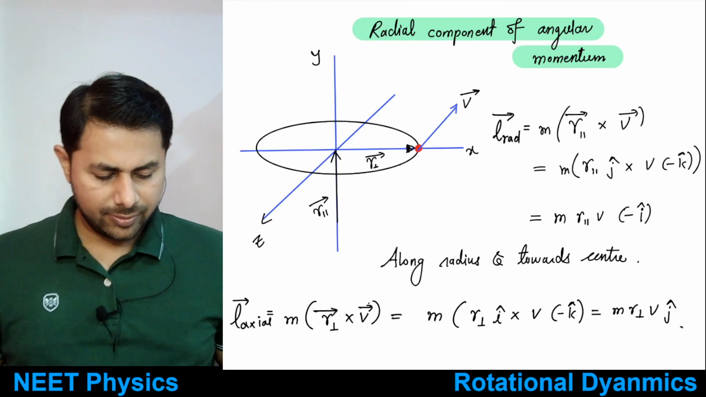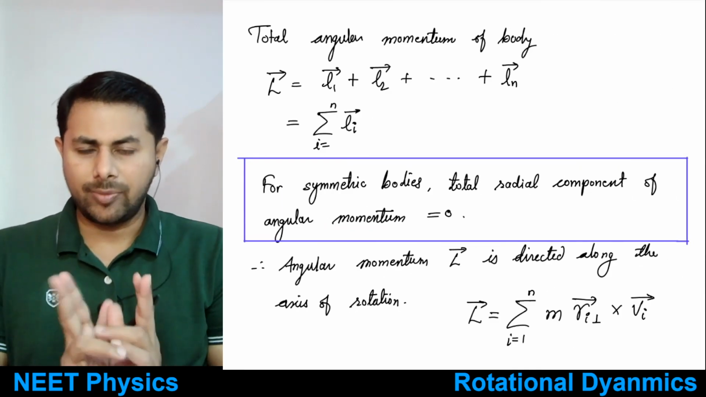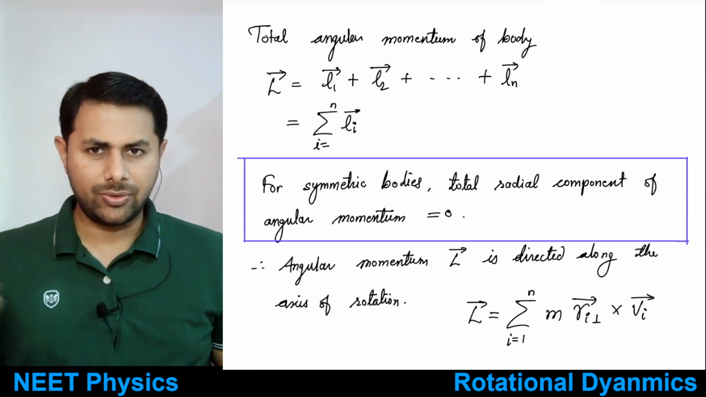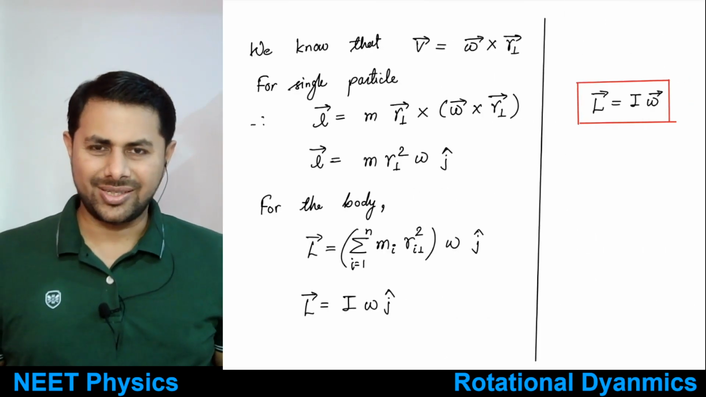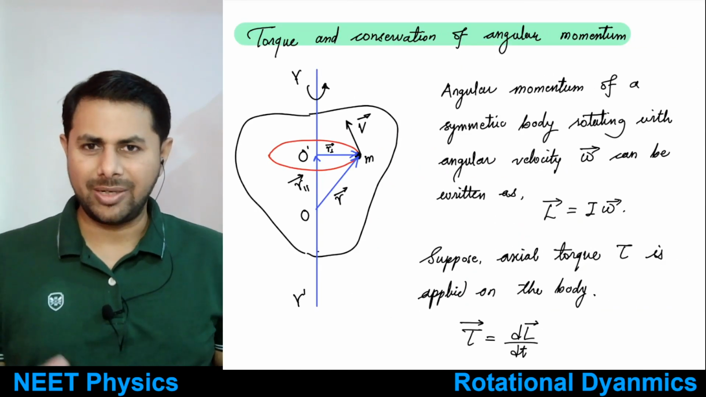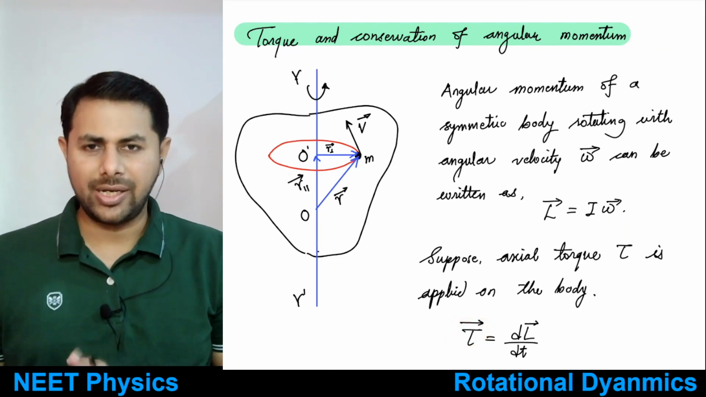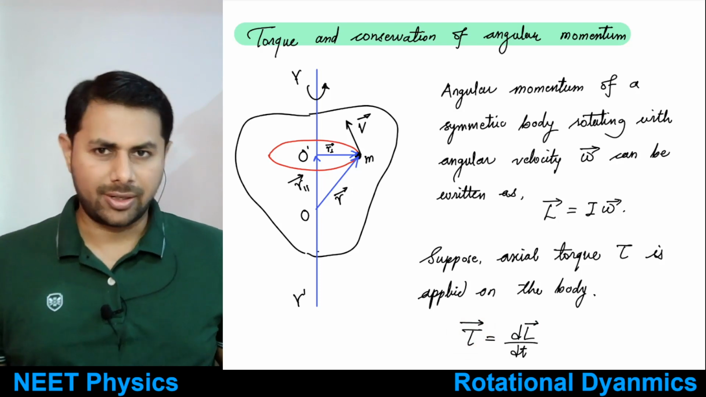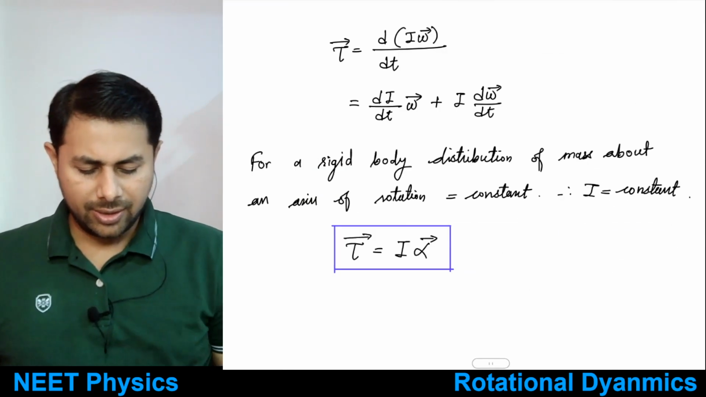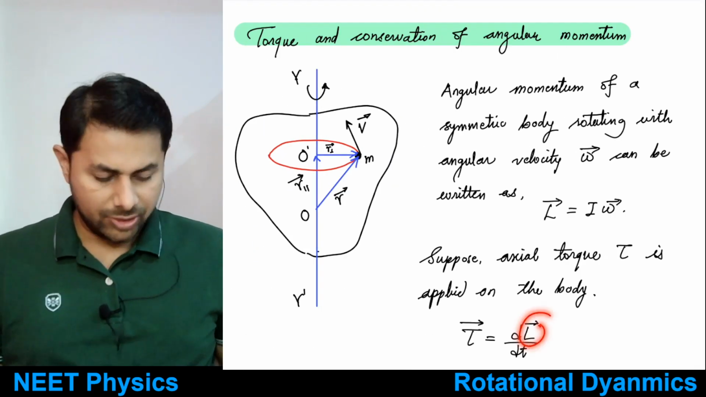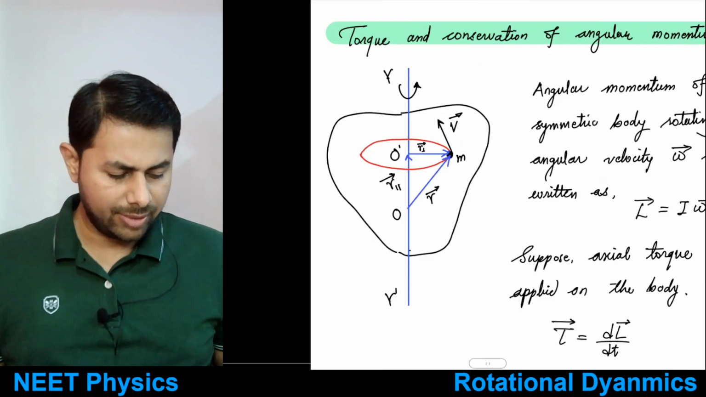Second point: this axial angular momentum will remain constant if you don't exert any axial torque. If you don't exert any axial torque, the angular momentum will remain conserved. But if you exert an axial torque, the axial angular momentum will change. We saw that the angular momentum can be written as I times omega.